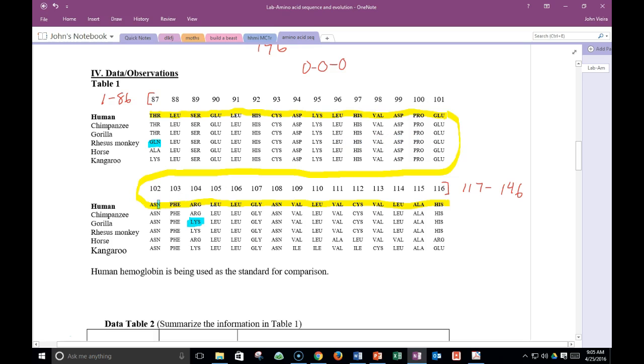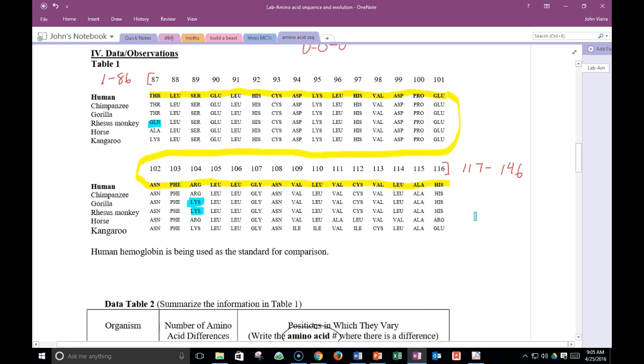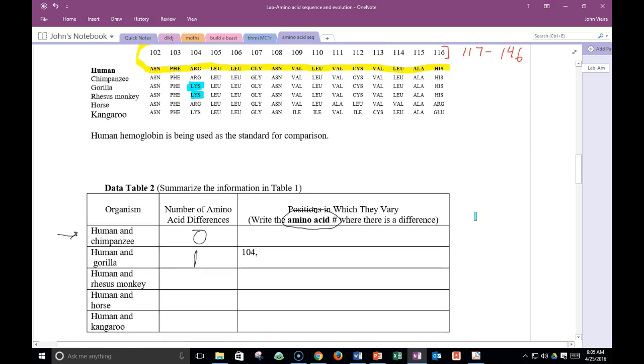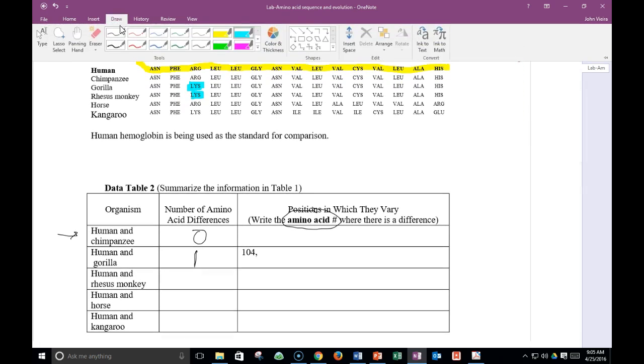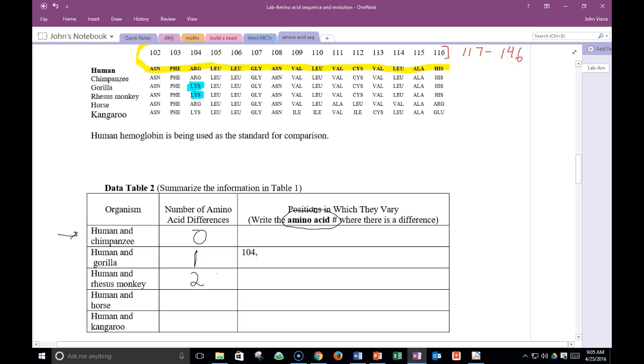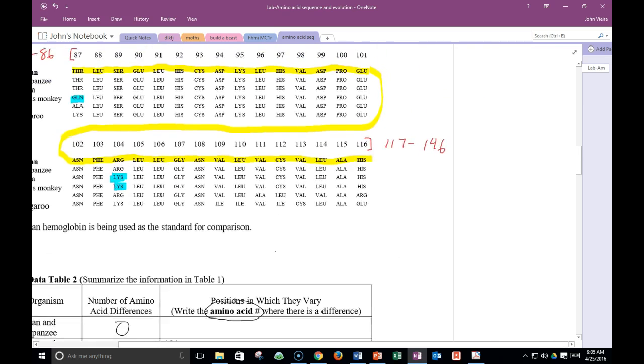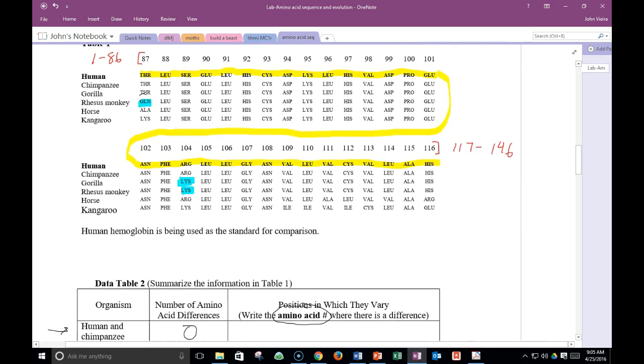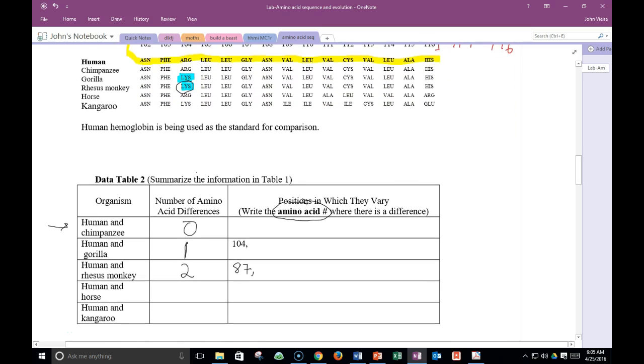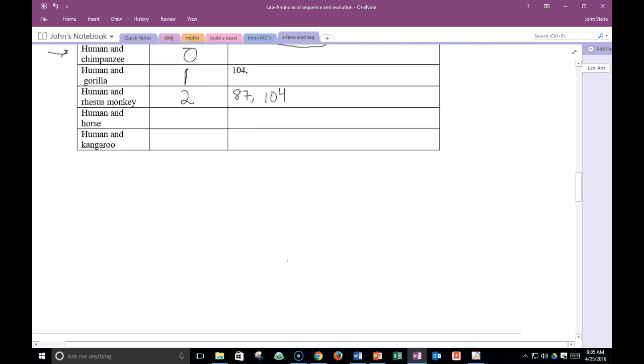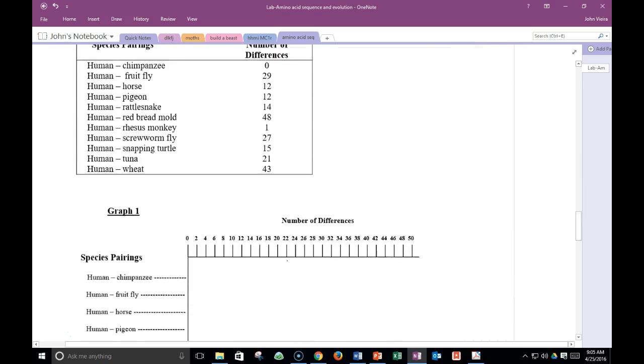Compare. Also, that one as well. So for the rhesus monkey, there are 2 differences. And so there's a difference in amino acid number 87, right? Everybody see that? That's amino acid number 87 and amino acid number 104. So you just write 87 and 104. You do the same thing for the horse and the kangaroo. And then you come in this data table.